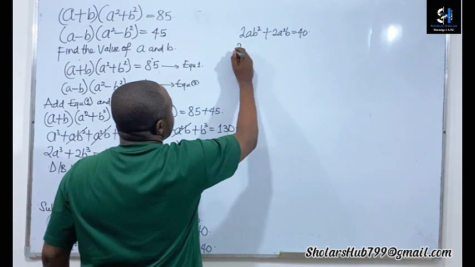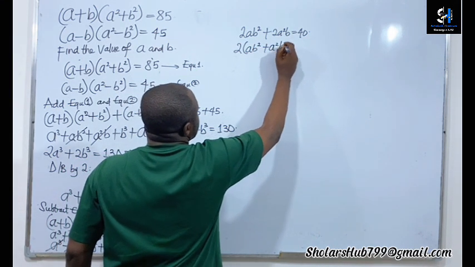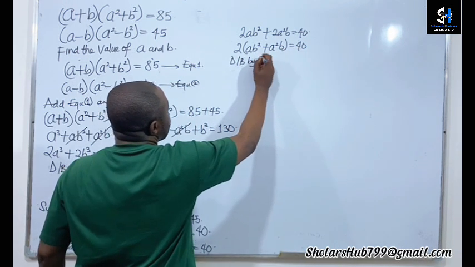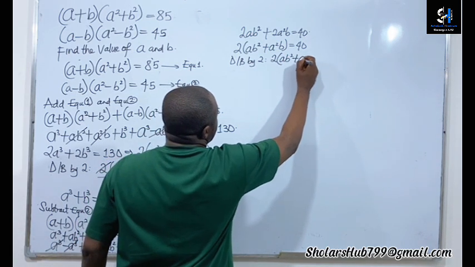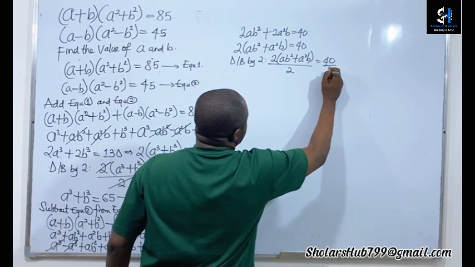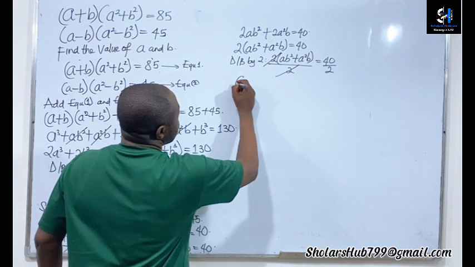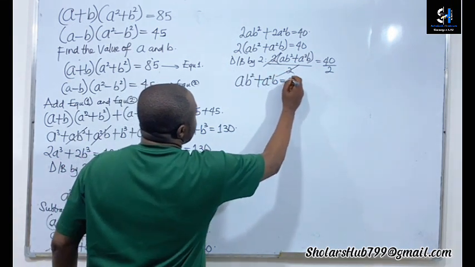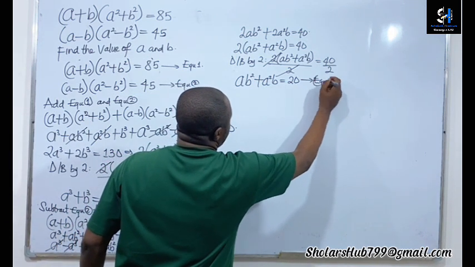So I can now factor out 2 in this case. So we have 2(ab² + a²b) = 40. So now let's divide both sides by 2. So 2(ab² + a²b) divided by 2 will be equal to 40 divided by 2. Okay, so that our new equation will be ab² + a²b = 20. And this is our equation 4.